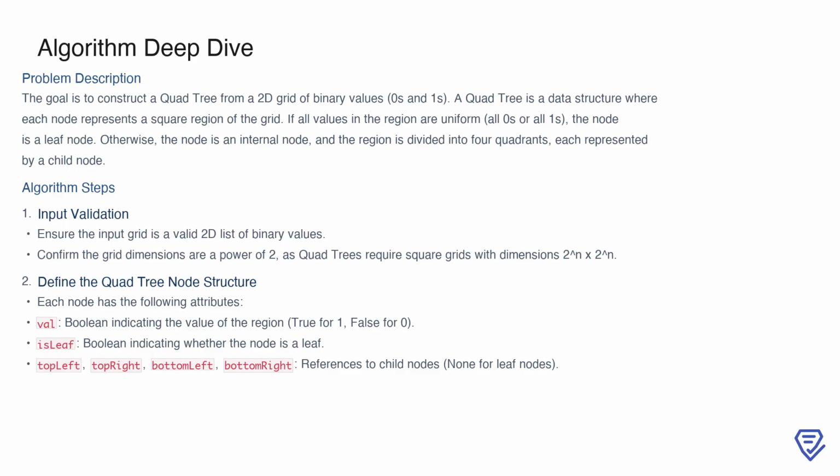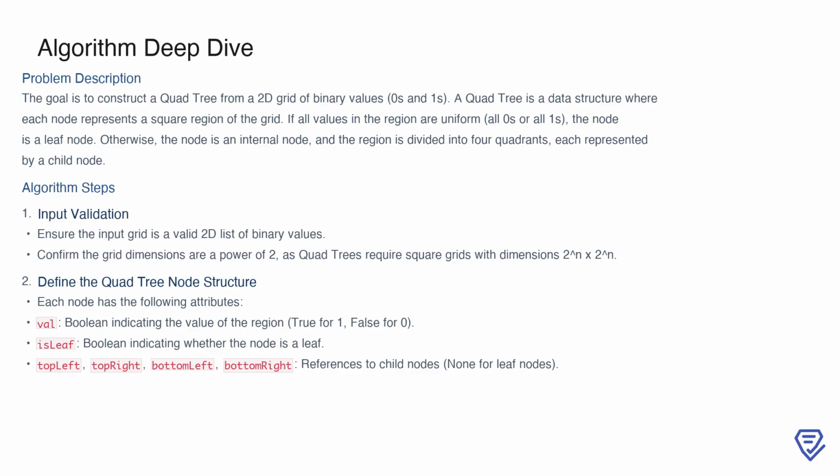On the other hand, if the values in the region are not uniform, the node becomes an internal node. This internal node divides its region into 4 quadrants, which are represented as child nodes, and the process continues recursively for each quadrant. To implement this, we start by ensuring the input grid is valid, meaning it is a 2D list of binary values and its dimensions are a power of 2, as quad trees require square grids with dimensions like 2 by 2, 4 by 4, or 8 by 8.